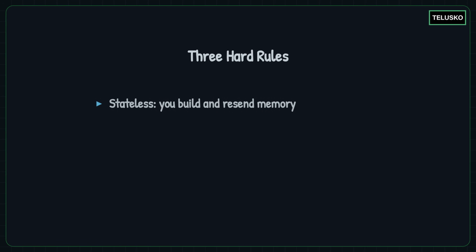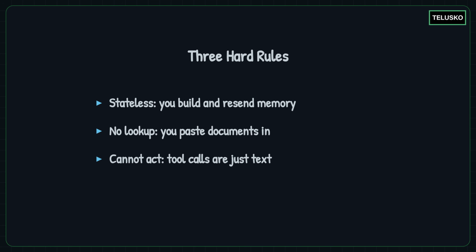Rule 1. The model is stateless, so memory is something you build and resend, not something it has. Rule 2. It cannot look anything up, so retrieval means putting the document text into the prompt yourself. Rule 3. It cannot act, so a tool call is just the model emitting text your Python code chooses to execute.